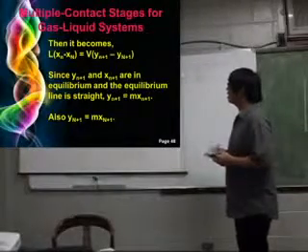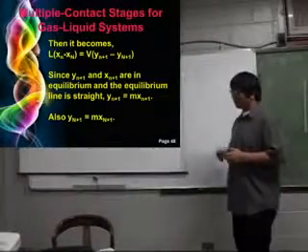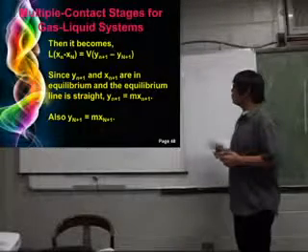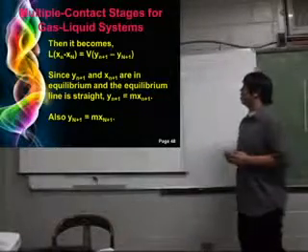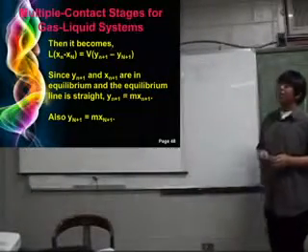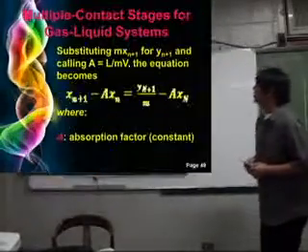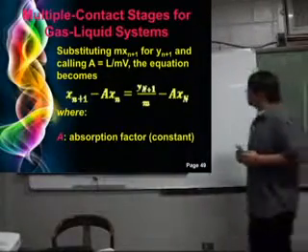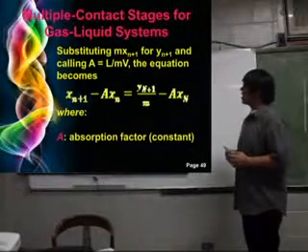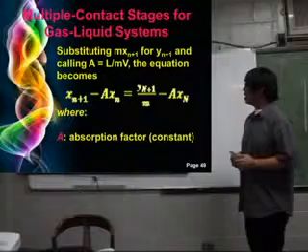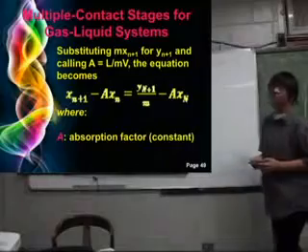As we assumed a while ago, our equilibrium line is a straight line, so y sub n plus 1 is just equal to m x sub n plus 1, and it's also the same for the uppercase N. Substituting m x sub n plus 1 for y sub n plus 1 and calling A equals L over mV, we will have this equation, where A is the absorption factor, which is always constant.